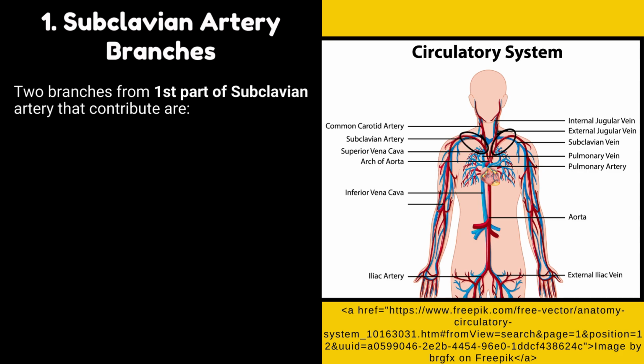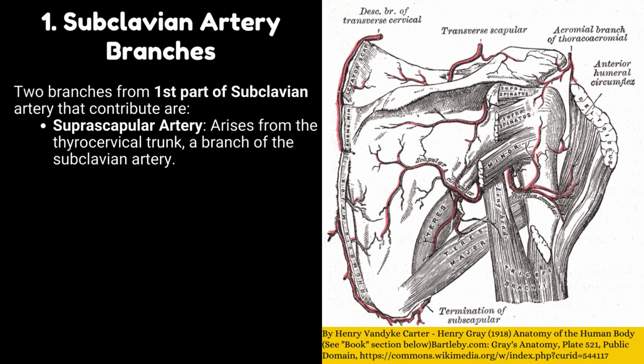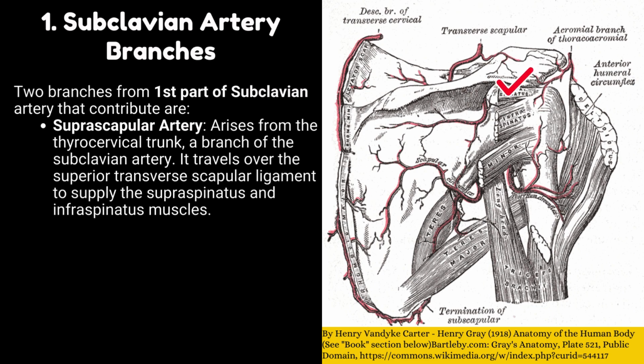Two branches from first part of subclavian artery that contribute are suprascapular artery. It arises from the thyrocervical trunk, a branch of the subclavian artery. It travels over the superior transverse scapular ligament to supply the supraspinatus and infraspinatus muscles.